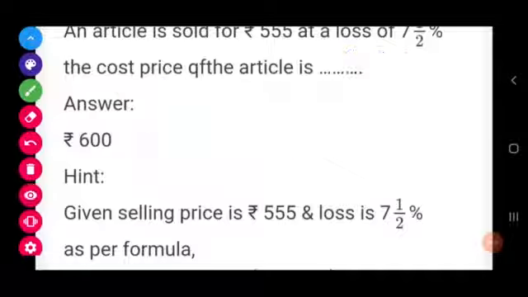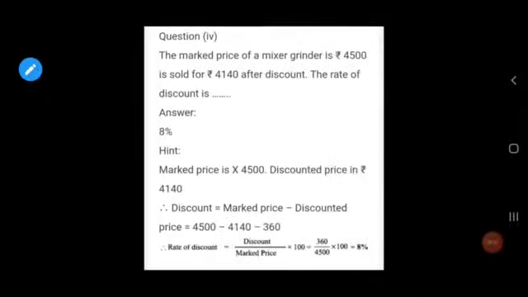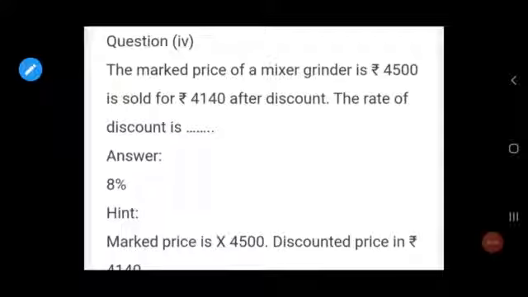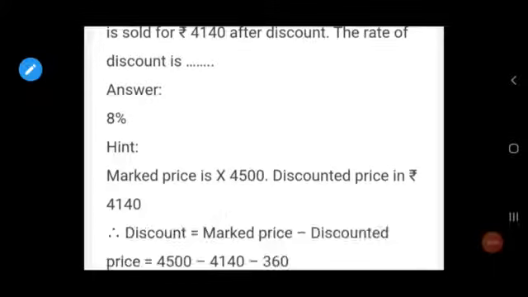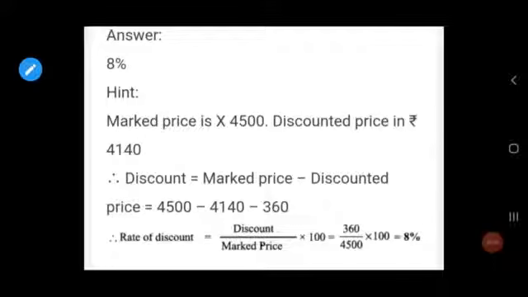So next, question number 4. The marked price of a mixer grinder is rupees 4,500, sold for rupees 4,140. After discount, the rate of discount is dash. So here they have given marked price and then selling price. So MP 4,500 and then SP 4,140. So discount equal to, we know the formula, MP minus SP.